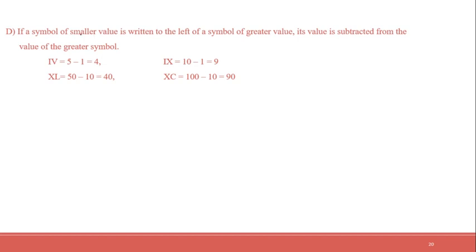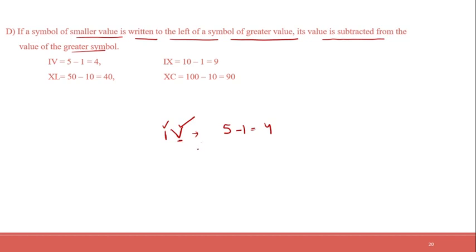Now come to the next rule: if a symbol of smaller value is written to the left of a symbol of greater value, its value is subtracted from the value of the greater symbol. This is what I have explained you earlier. If it is written like this, 5 minus 1, we'll write it 4 because it is a greater value and a smaller value is written on the left of it. This is what this rule says. Then its value is subtracted from the value of the greater symbol. This is what we are doing.